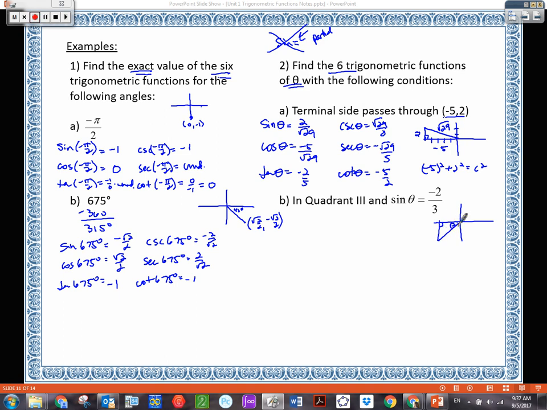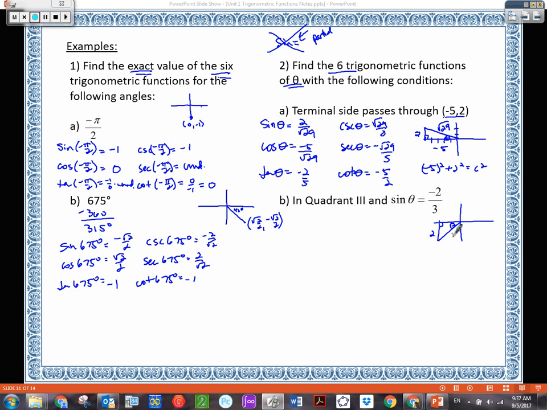And I'll just be sure to mark my diagrams, the theta is the angle next to the origin. It's always the angle next to the origin. All right, so this tells us we're in quadrant 3, and it tells us sine is negative 2 over 3. Okay, so sine is opposite over hypotenuse.